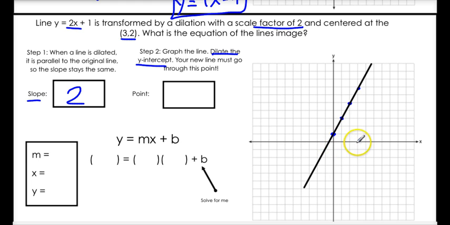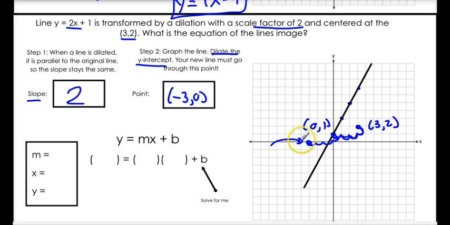So let's go to (3, 2). Let me draw that right, (3, 2). And we're going to dilate our y-intercept. To get from our center of dilation, which is (3, 2), to our y-intercept, which is (0, 1), we go down 1 and over 3. Since the scale factor is 2, we just do that twice. So that's once, and then down 1 and over 3, and that's twice. So this is the point that it has to go through. This is the point (-3, 0).